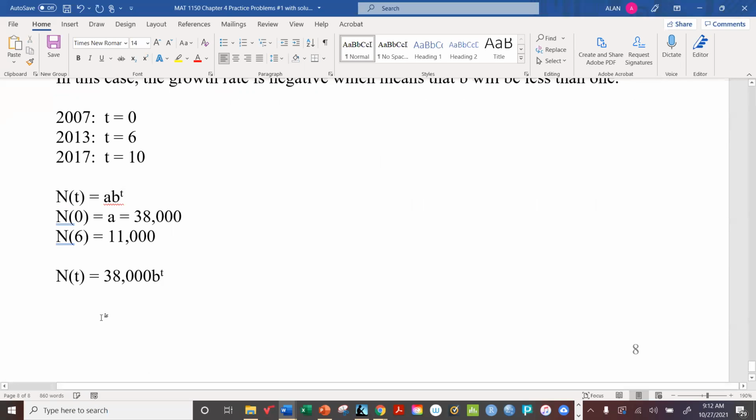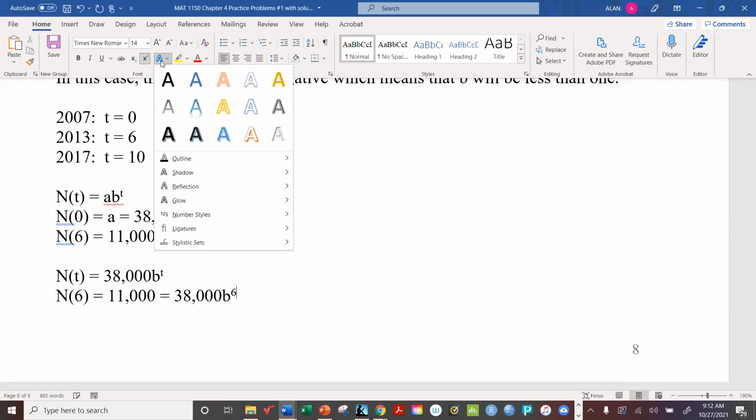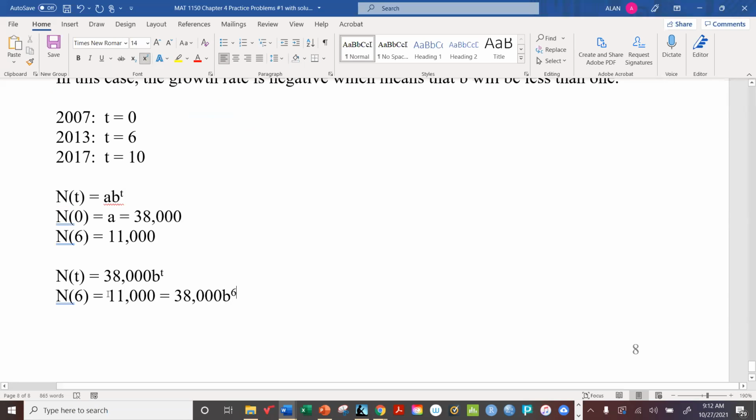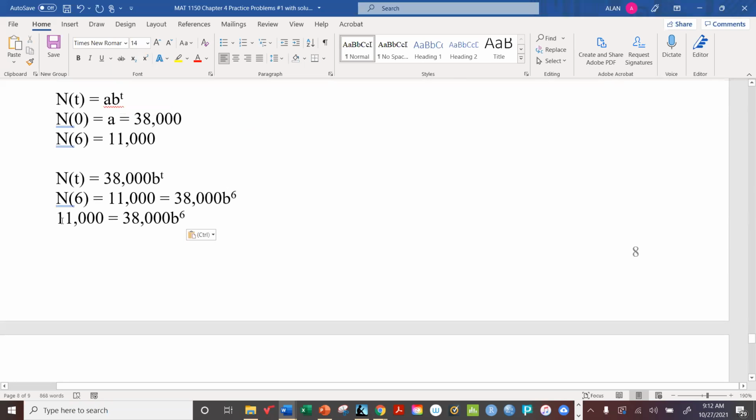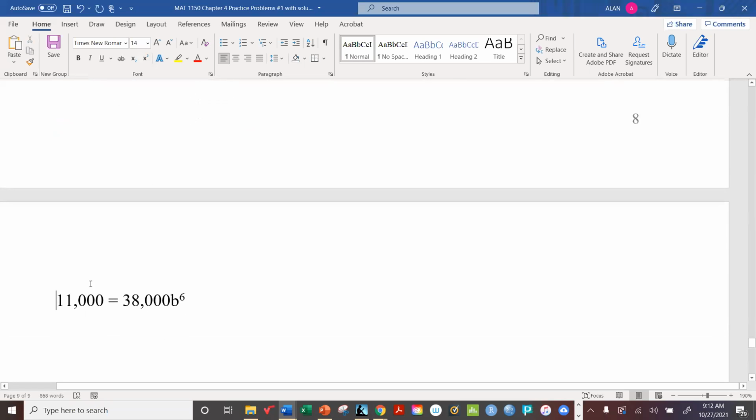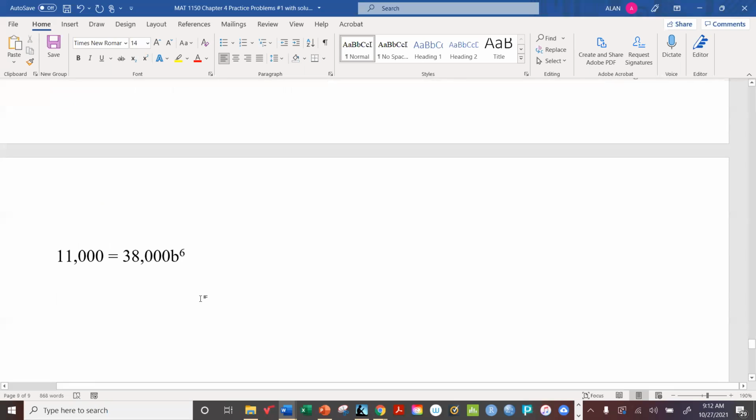How do we find B? We can do the following. N of 6 is 11,000, which means that we have 38,000 times B raised to the 6th power. Okay. Now, how do we solve that? Well, let's divide both sides by 38,000. So 11,000 divided by 38,000 is about 0.2895. B to the 6th power.